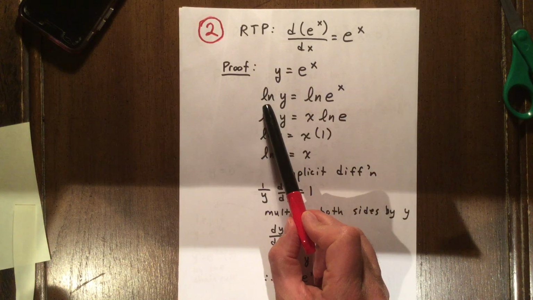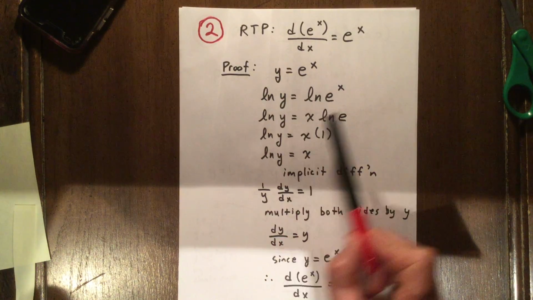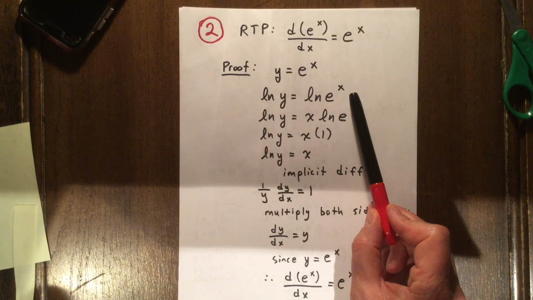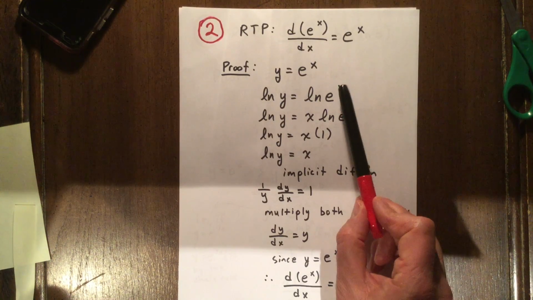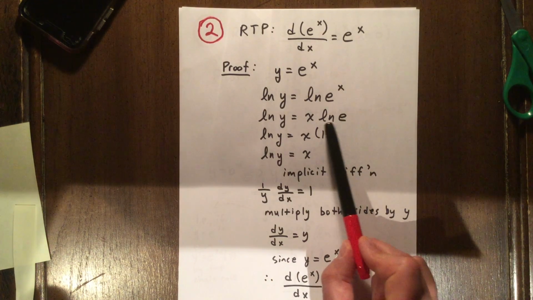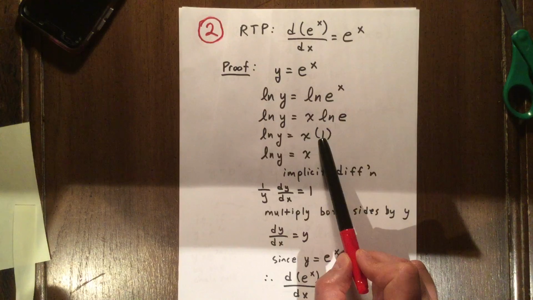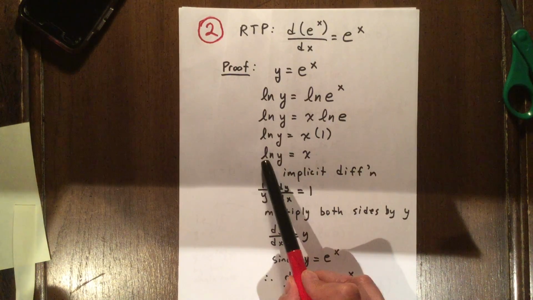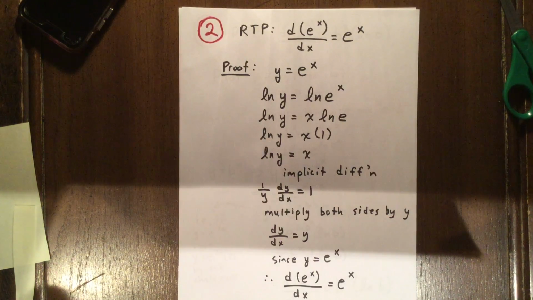Now we can take the ln of both sides. That's a legitimate thing to do. Do the same thing to both sides. Now it's a property of logarithms that we can bring that x in front. So we can say the ln of y is equal to x ln e. Well, we know that the ln of e is 1. We discussed that a minute ago. So we're saying that the ln of y is x.